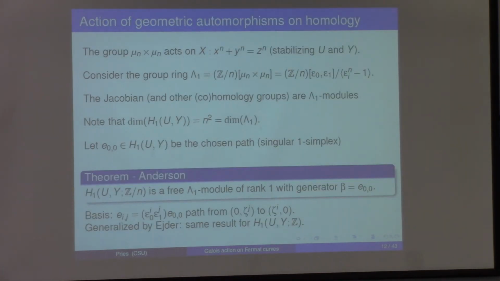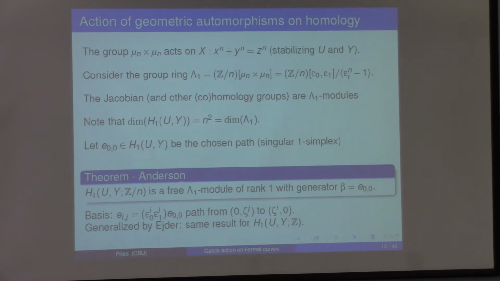So we've got these automorphisms acting by taking x to an nth root of unity times x and y to an nth root of unity times y. And that group acts on that curve. So we can take a group ring for that group with coefficients in Z mod n. And that group ring is going to act on the Jacobian and all other homology and cohomology groups for this curve. And because these dimensions are equal, there's some hope for this theorem to be true.